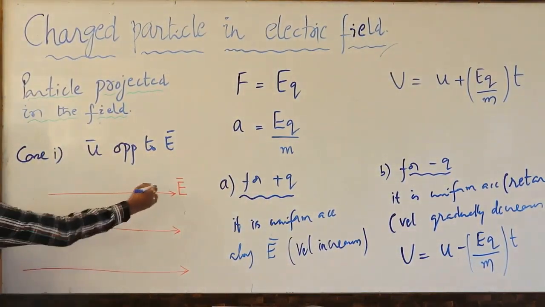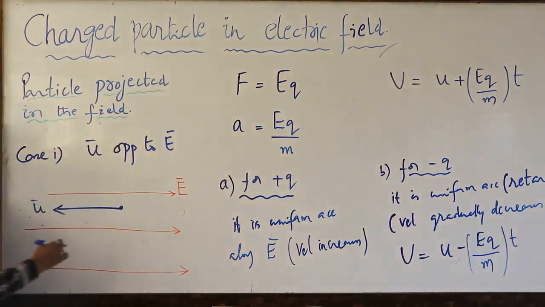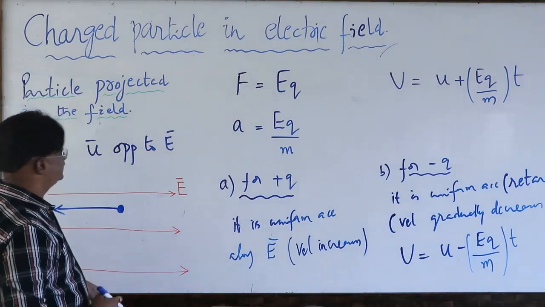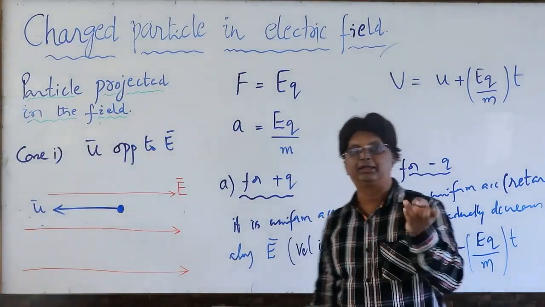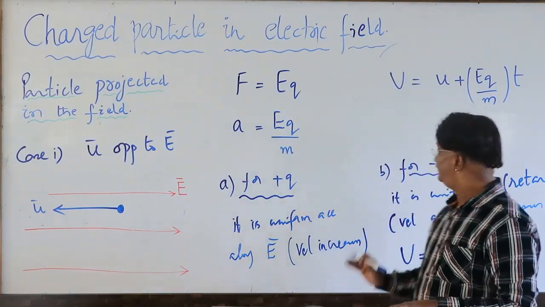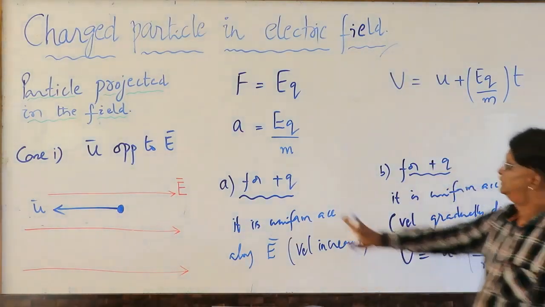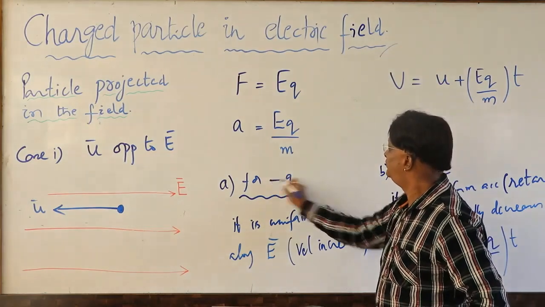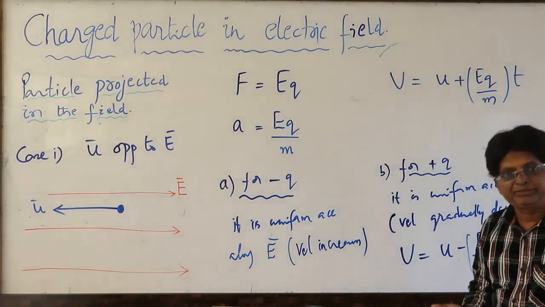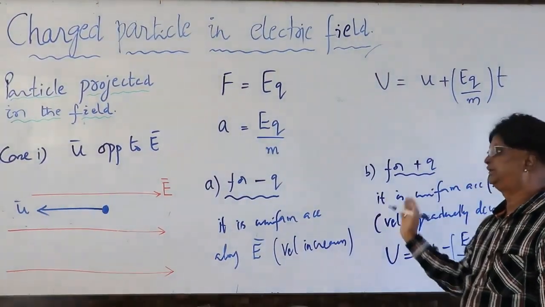Now here I have shown this is the electric field and the charged particle is projected like this with velocity u bar. So this is the charged particle. Now what happens? Now here the case for positive charge. Earlier whatever happened with the negative charge, now the same is the case with the positive charge. Therefore I simply say this is for plus q and this is for minus q. A simple reversal of the cases. Whatever earlier happened with positive now happens for negative charge and vice versa.